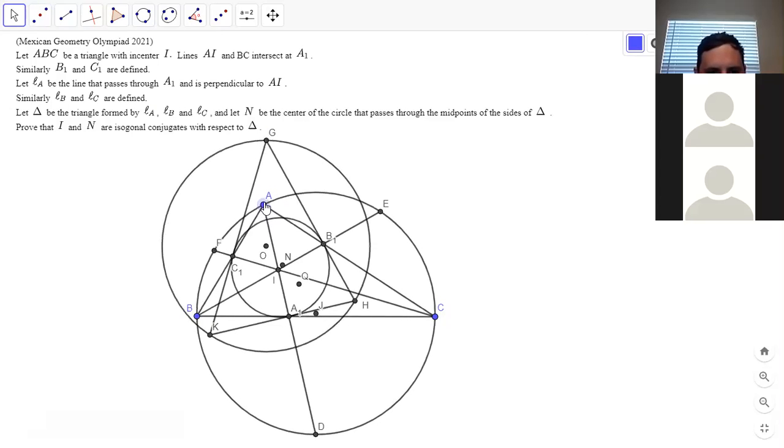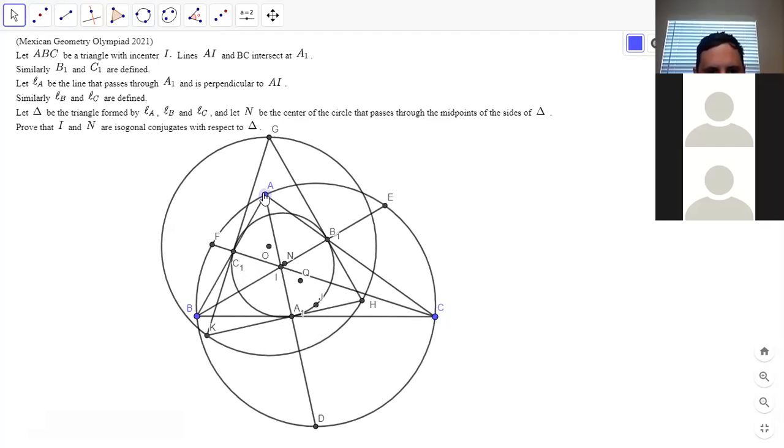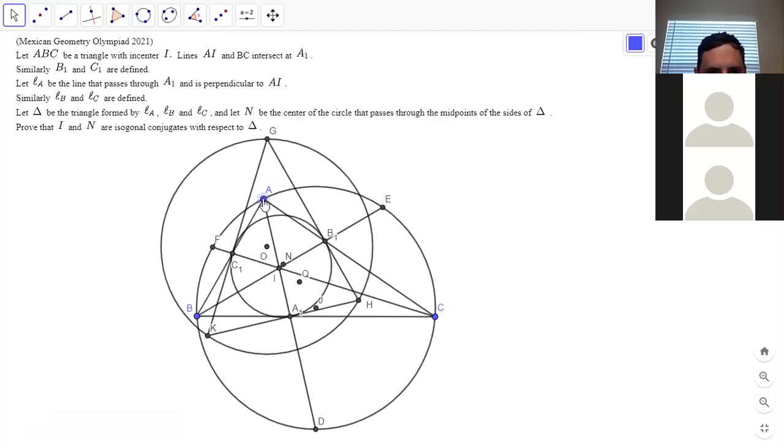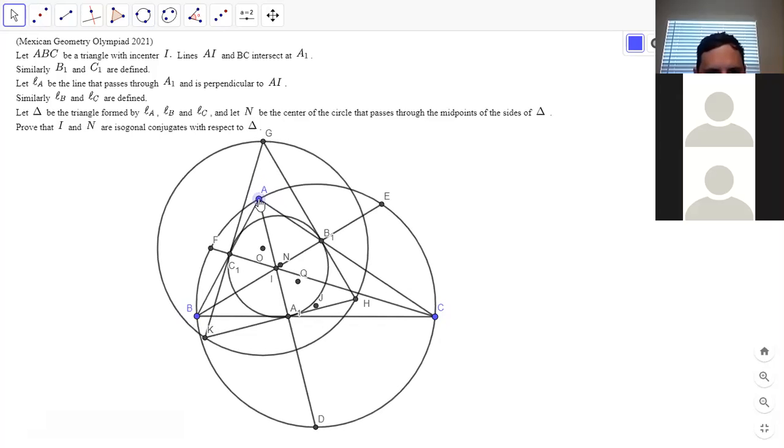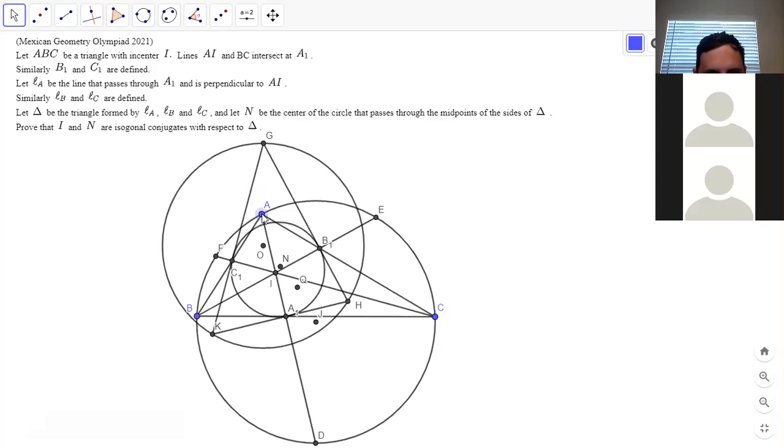By homothety, IJ is parallel to OQ. Ah, interesting. Okay, so both of these are Euler lines. So IJ is parallel to OQ. Trying to draw the best figure. That looks okay.